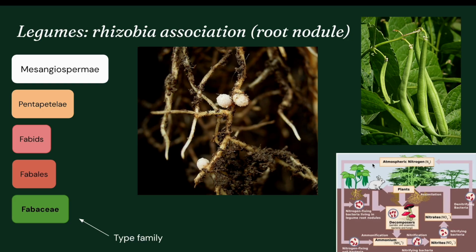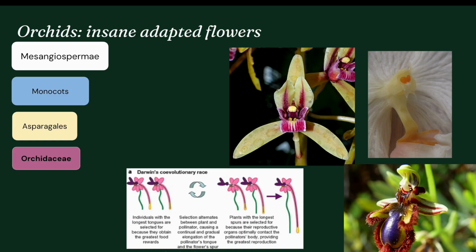And the main takeaway of this is just how much importance these plants have within their ecosystem and how they influence their environment and how that has also been used by humans. The next plants are orchids.